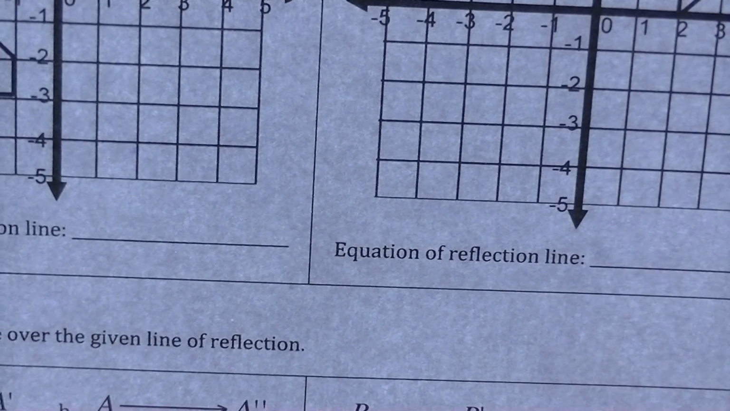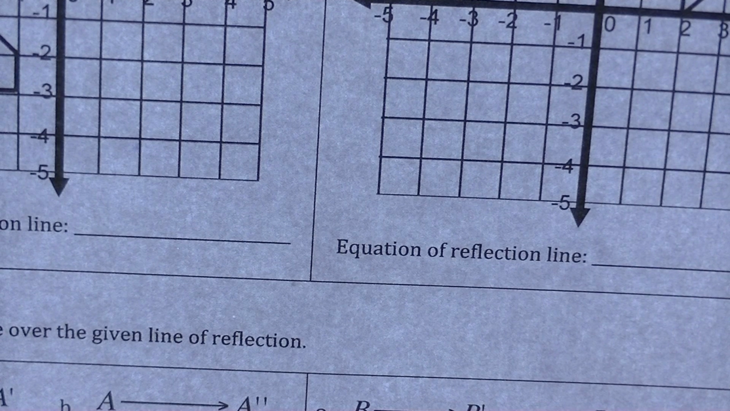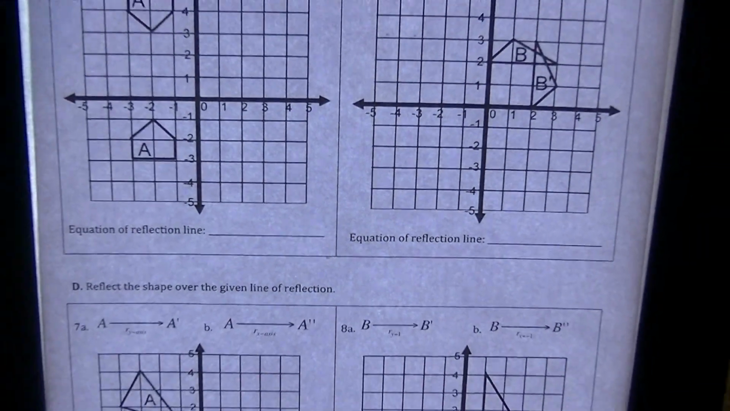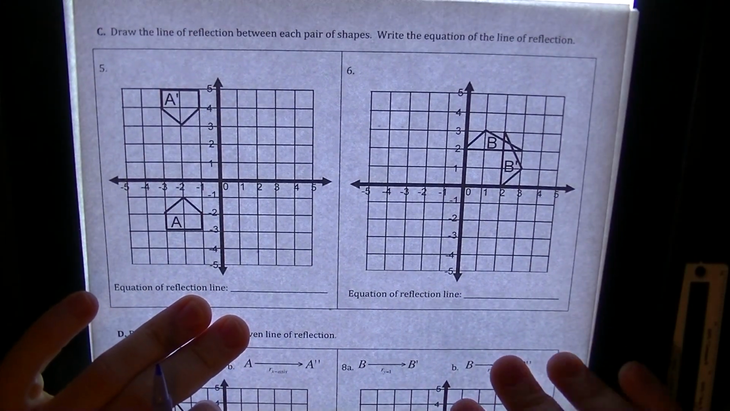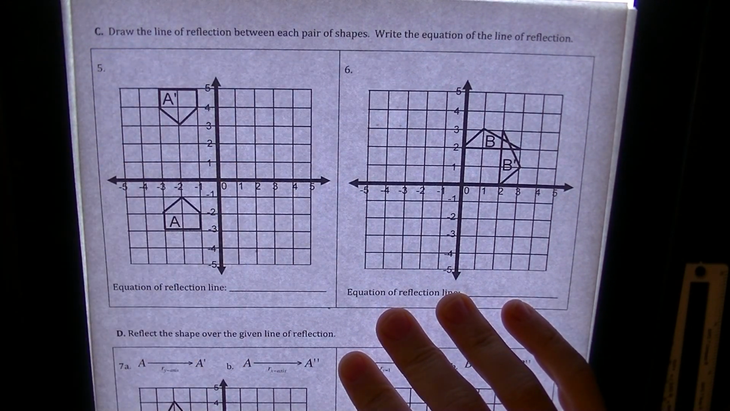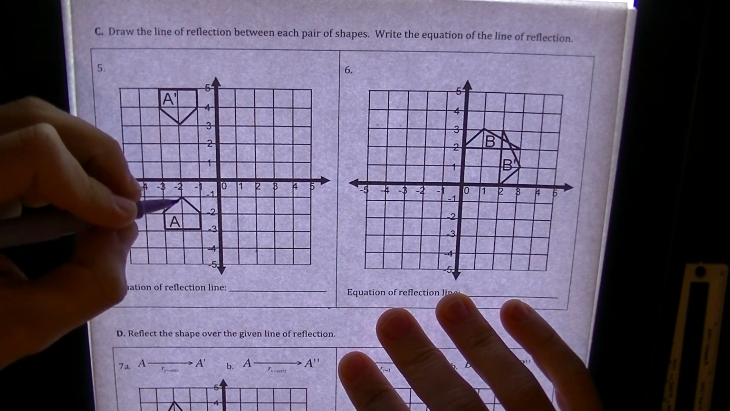All right, let's keep moving on to the next sheet, which I have right over here. Just draw the line of reflection between each pair of shapes and then write the equation. Woo! I'm not zoomed out enough again. Here we go. Draw the line of reflection between each pair of shapes and then write the equation of the line of reflection. So here, to reflect, it means they're the same distance from some line that I'm reflecting over.